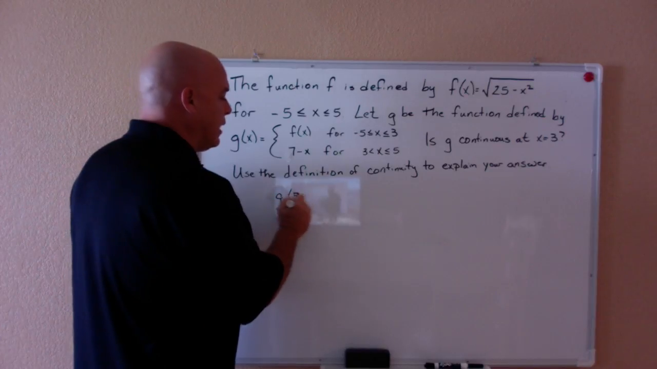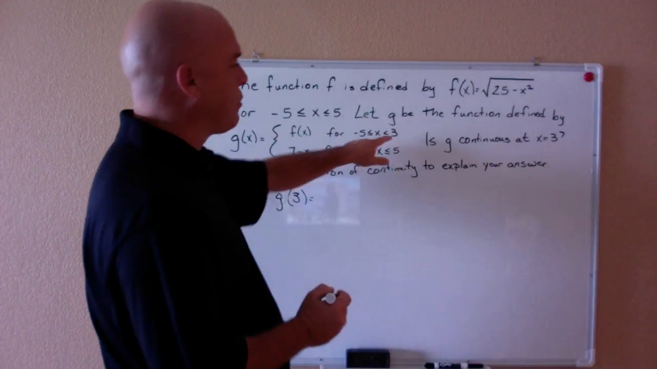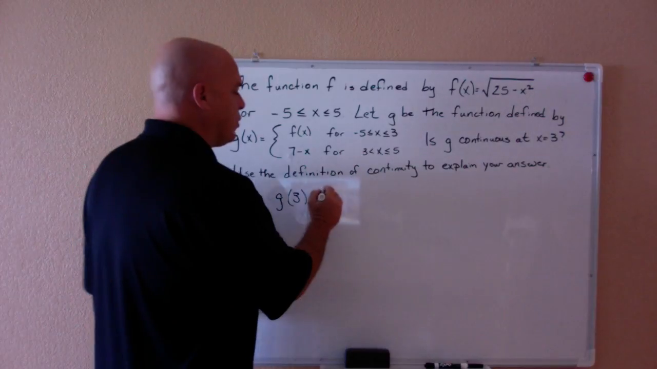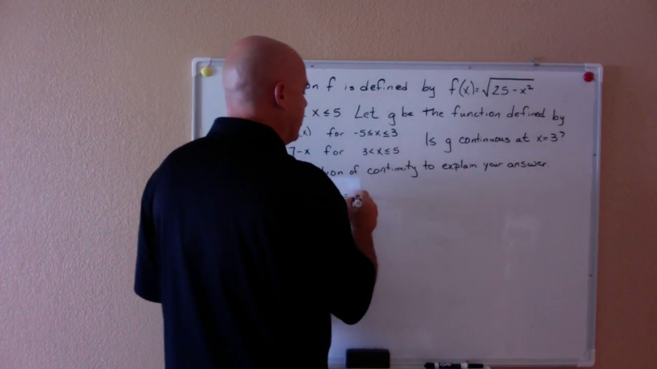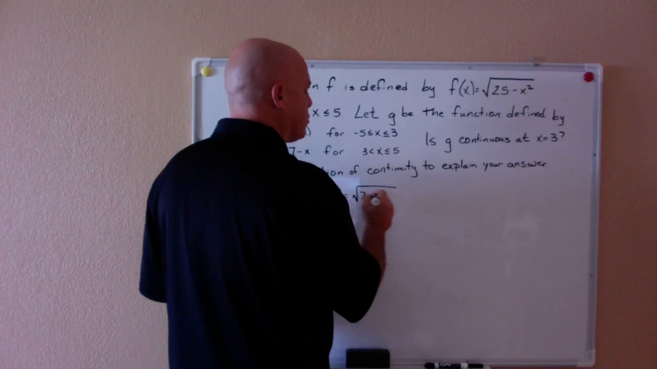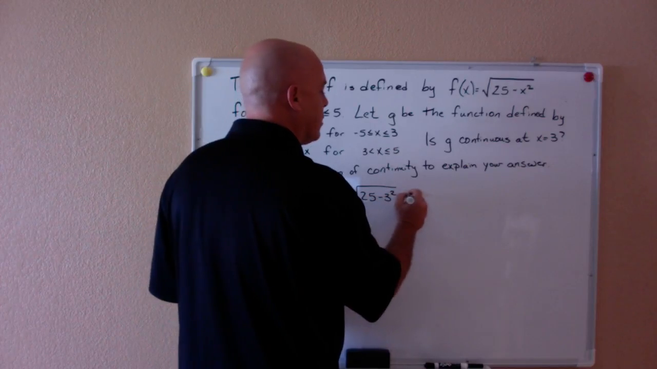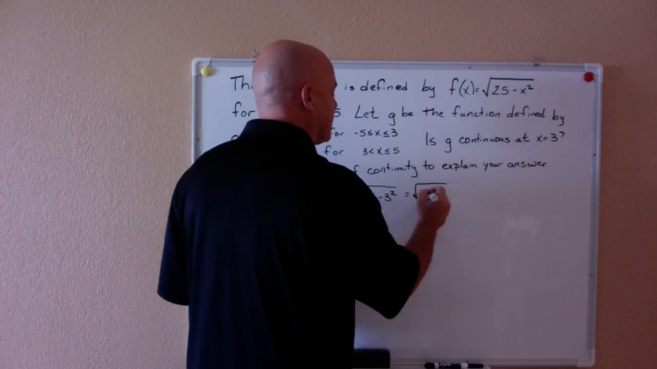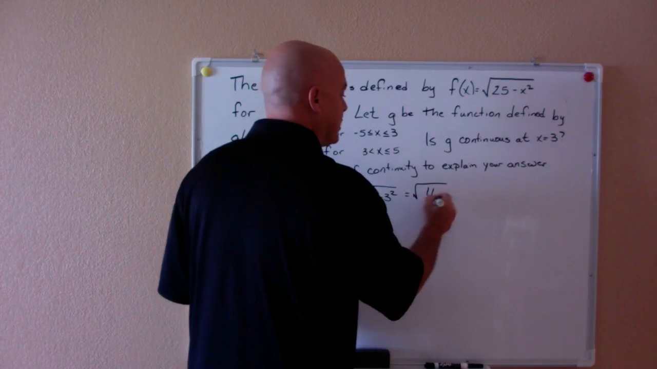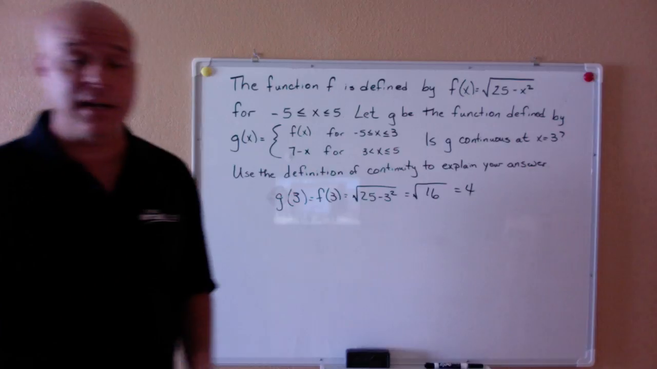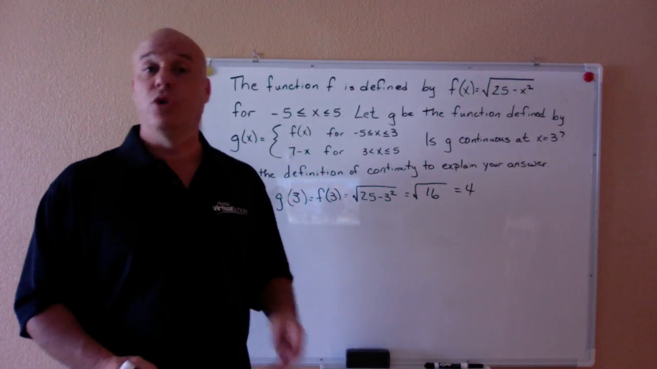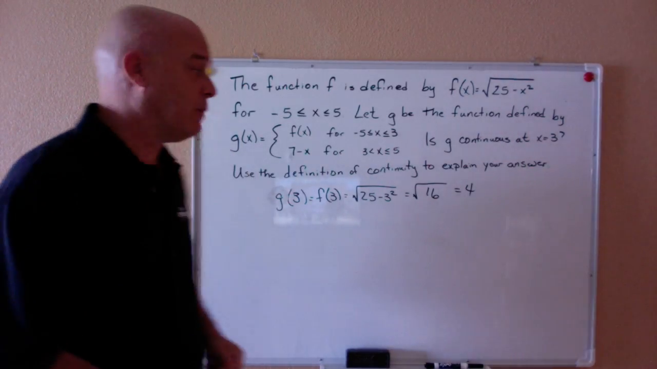g of 3 is going to be equal to, now at 3 we're using the top function, so that's going to be equal to f of 3, which if I go back here, is equal to the square root of 25 minus 3 squared, which is the square root of 16, which is equal to 4. So the function does exist at x equals 3, and so I'm good with the first part. The first part is verified.